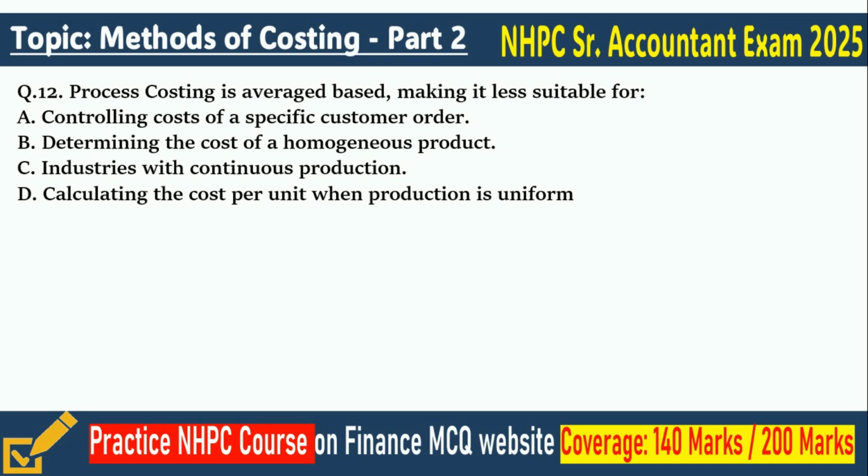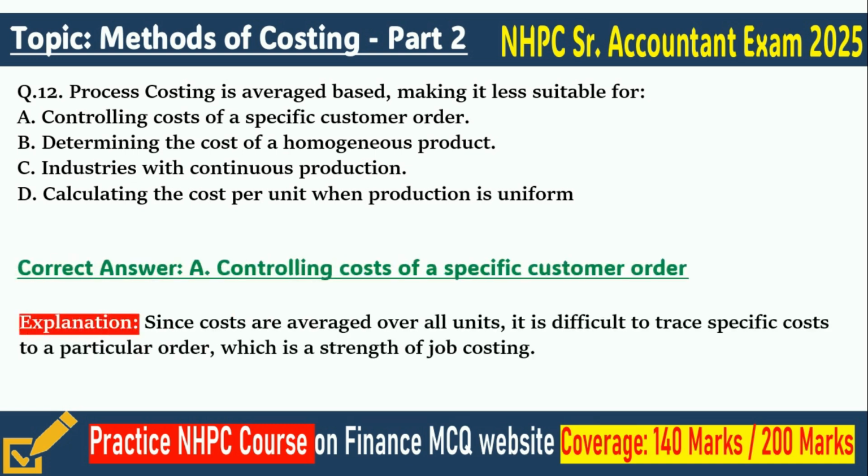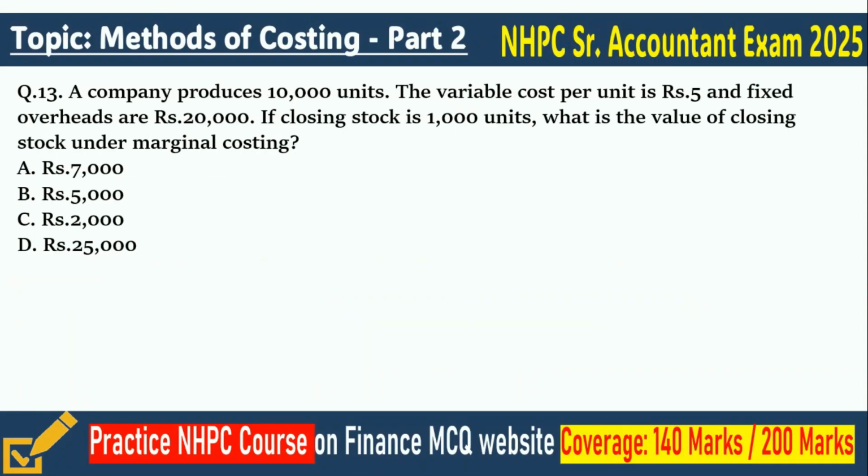So friends, here they have asked least suitable for. So the correct answer should be option A, controlling cost of a specific customer order. In fact, for the other options, process costing is the most suitable one. So friends, here, since costs are averaged over all units, it is difficult to trace specific cost to a particular order. So that is the strength of job costing. Moving on. Then next question.